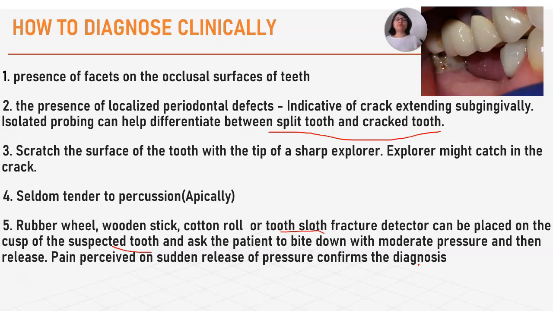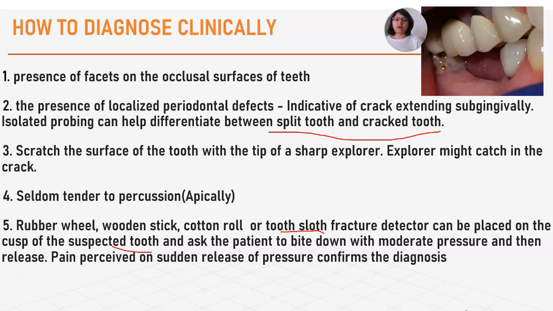You always have to do this test to determine if it's a cracked tooth or a vertical root fracture. It usually confirms a diagnosis. Now, if you have a crazed line, the patient will not have any pain. If you have a fractured cusp, the patient might not have any pain. Only in vertical root fractures or a cracked tooth will you have this positive response.